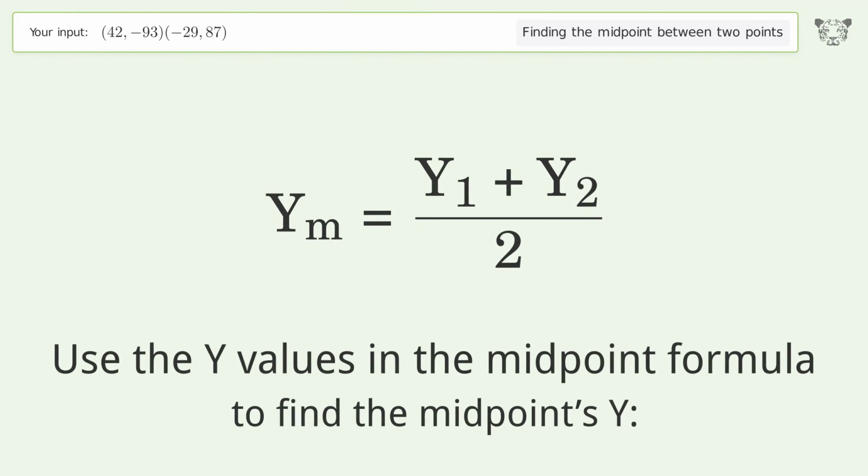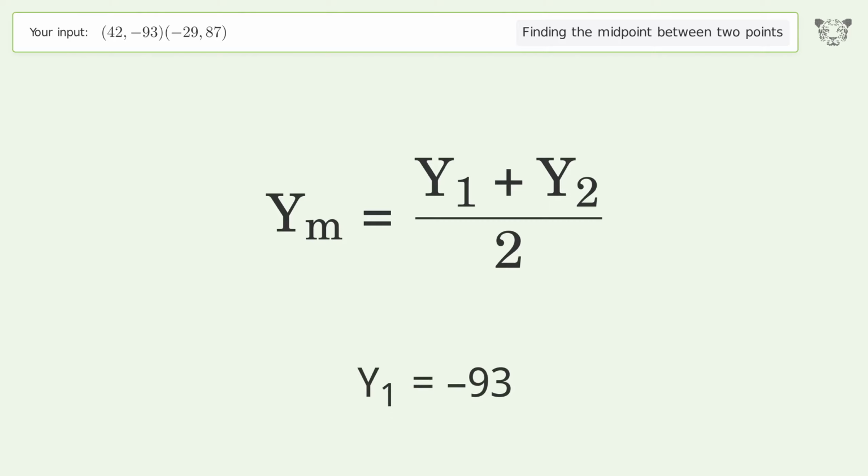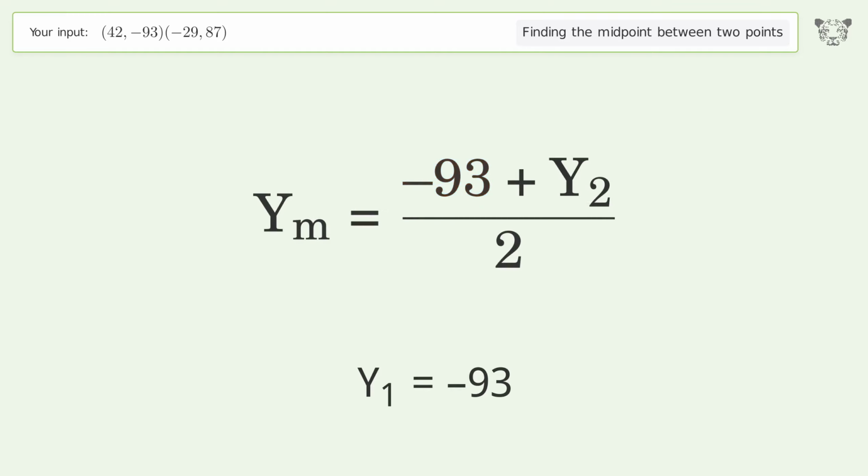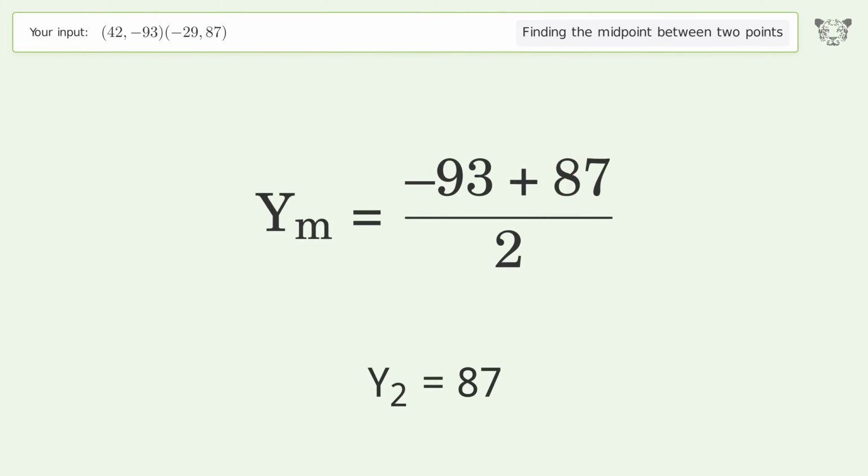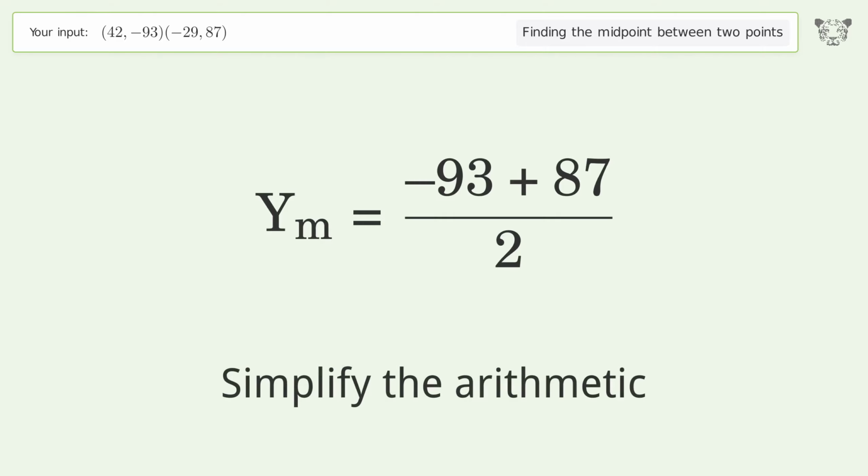Use the y values in the midpoint formula to find the midpoint's y. y1 equals -93. y2 equals 87. Simplify the arithmetic.